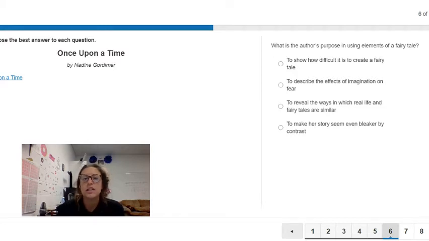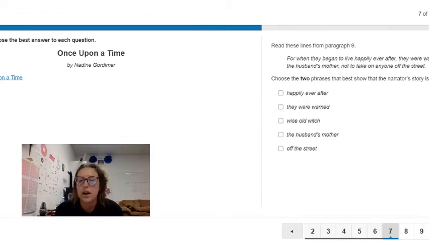So she said it's hard for her, but the point of her using the elements is not to show us how difficult it is. While she does describe the effects of the imagination on fear, that is not the purpose of her using the elements of a fairy tale. Real life and fairy tales are not typically seen as similar. They're actually the opposite, so that's not the right answer. So the right answer in this one is to make her story seem even bleaker by contrast, right? Like it's even more depressing, boring. It's bleak, right? As opposed to a fairy tale. So the correct answer there will be D.